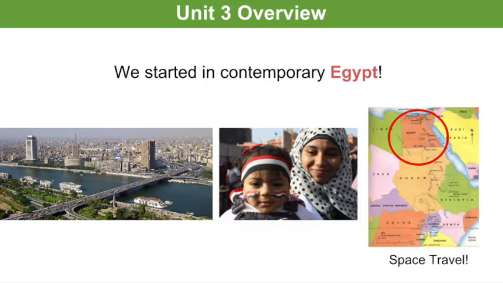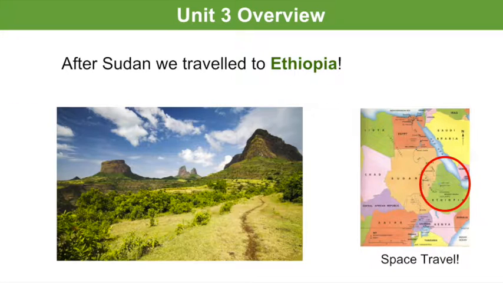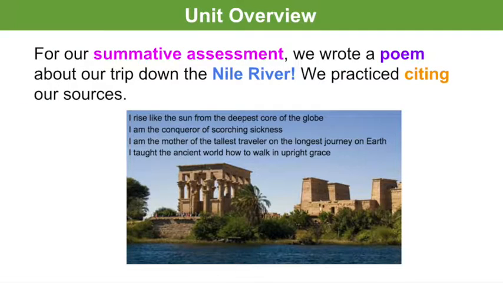After our time travel trip, we traveled through space to visit contemporary regions along the Nile. We started in contemporary Egypt. Then we traveled to Sudan. After Sudan, we traveled to Ethiopia. Finally, we traveled to contemporary Uganda. For our summative assessment, we wrote a poem about our trip down the Nile River. We practiced citing our sources.